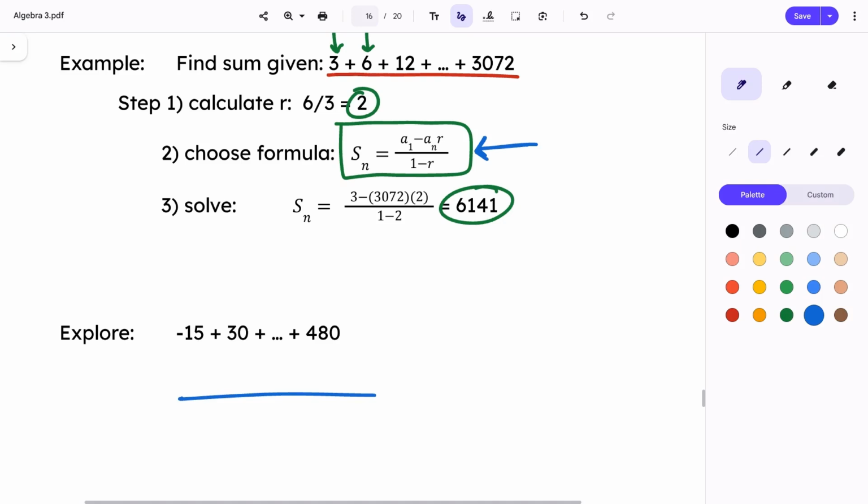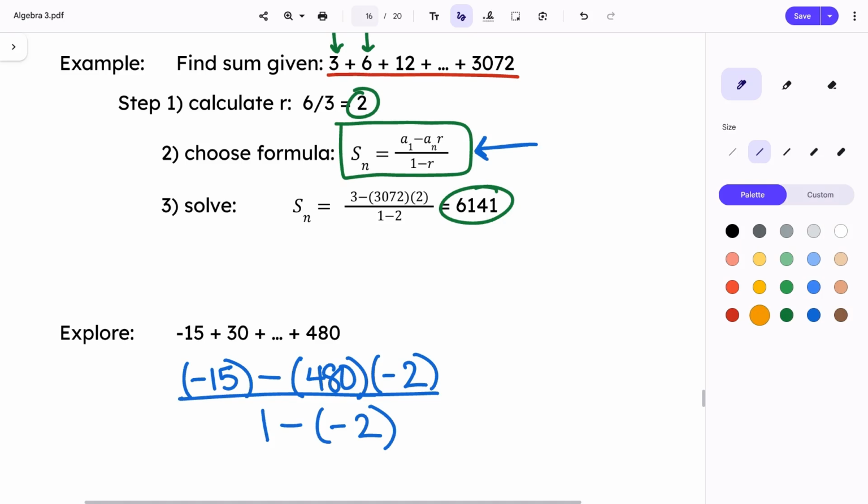A1 is negative 15. Negative 15 minus... what's the last term? 480. 480 times negative 2, because 30 divided by negative 15 is negative 2. And then it's all over 1 minus 2, so 1 plus 2.